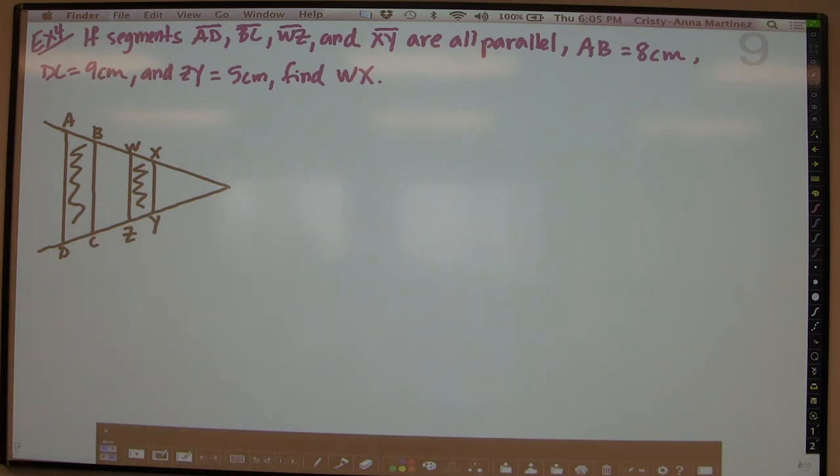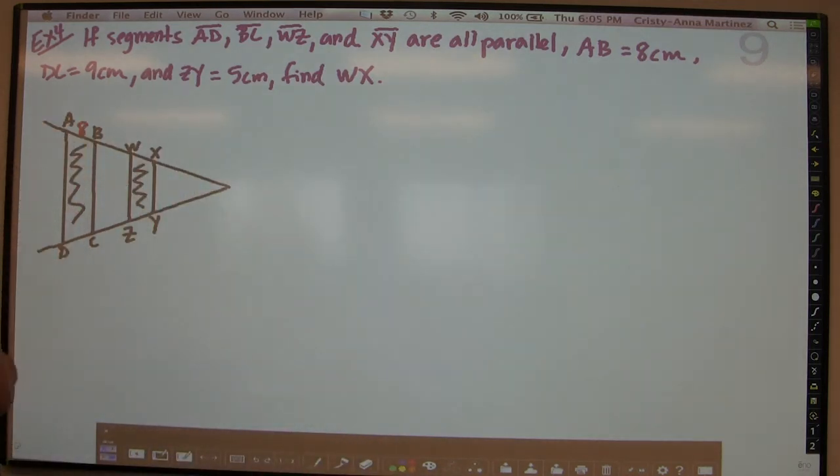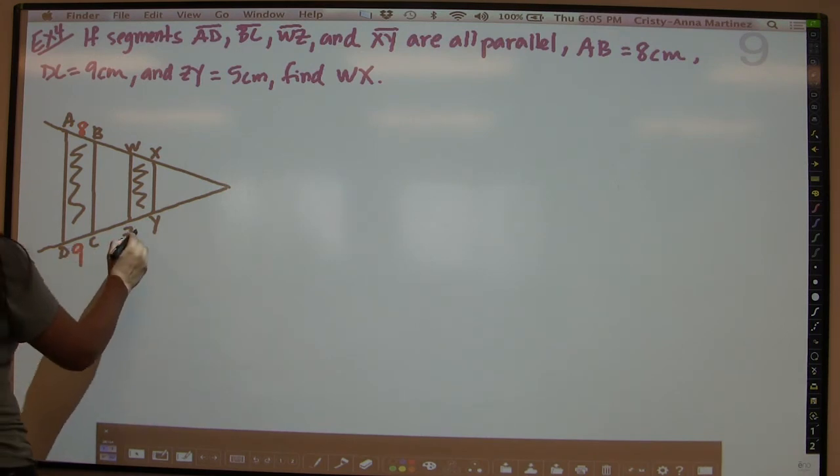So it says if segments AD, so here's AD, BC, WZ, and XY are all parallel. Furthermore, we know that AB is 8, and DC is 9, and ZY is 5.